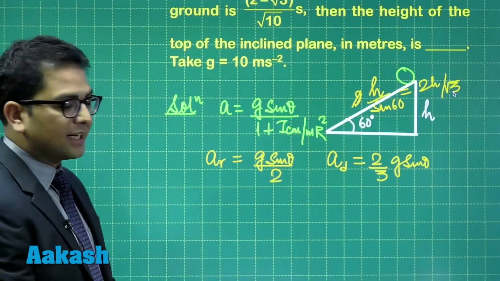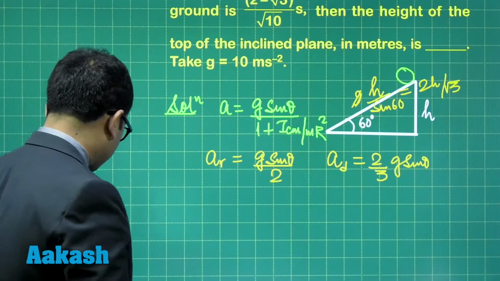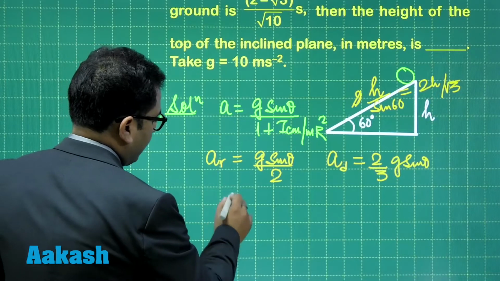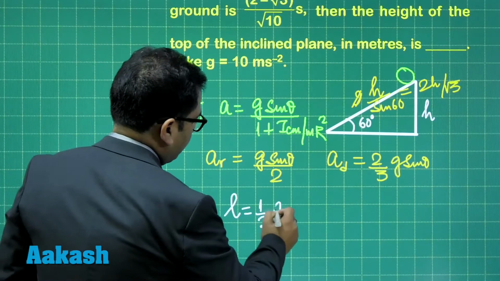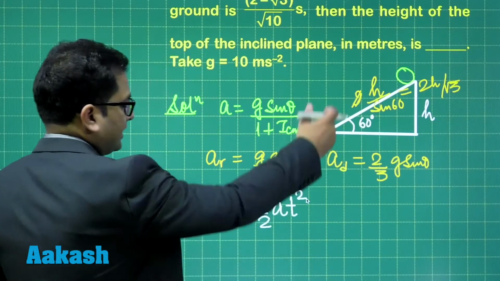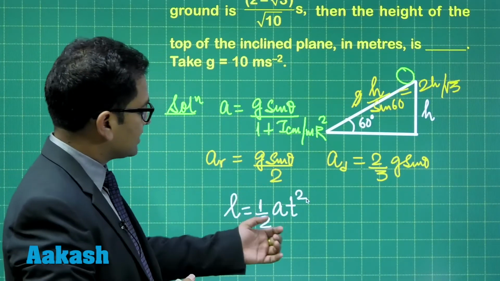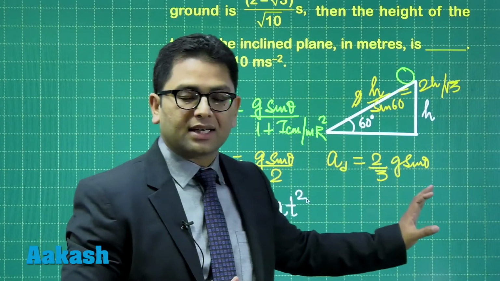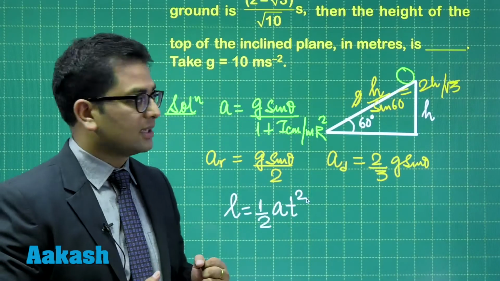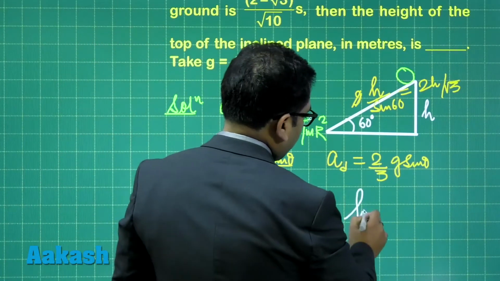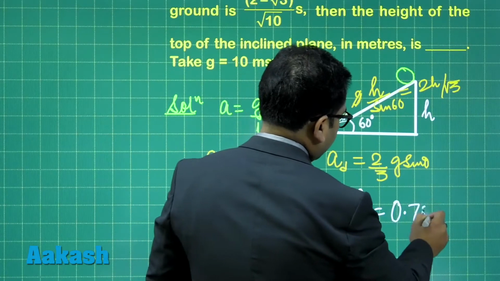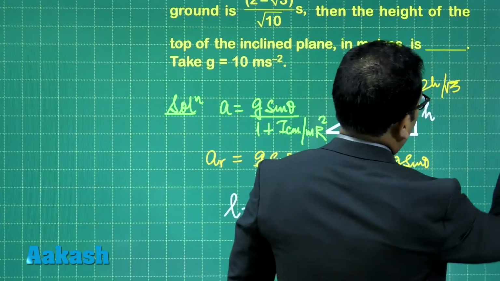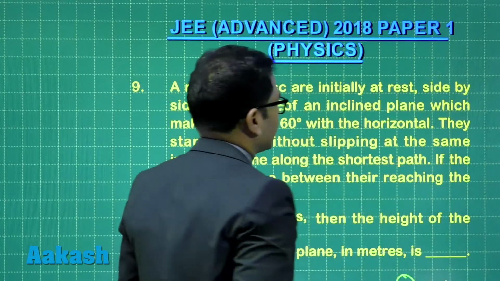Does it require any further additional support? I don't think so. Otherwise, you know that the distance L will be equal to 1/2 a t square, where L is the length along the incline. Acceleration for the ring is this. You can find the time. You just need to subtract, as I have already said. Conceptually, we are done. It requires a slight calculation, and when you solve that, the value of h comes out to be 0.75 meter. So 0.75 would be the correct option for this question number 9.